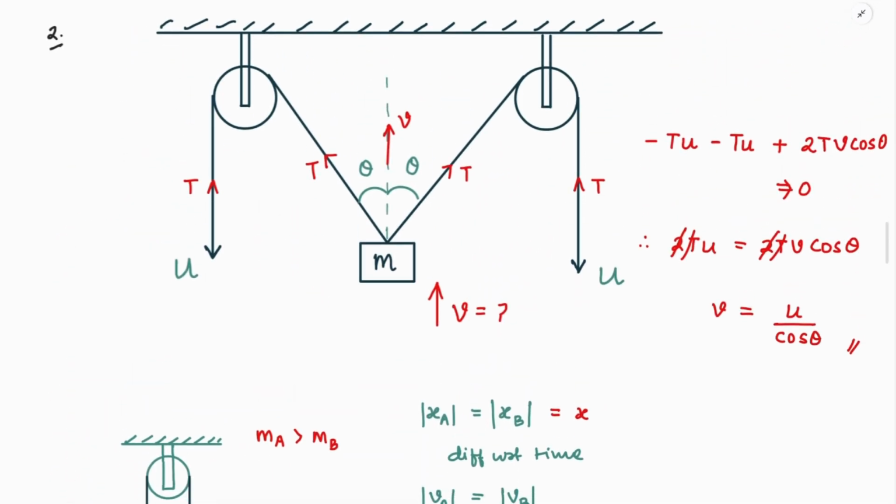So this was the second problem in the constraint motion series. Let us go for the next problem, which will be the third problem of the series.